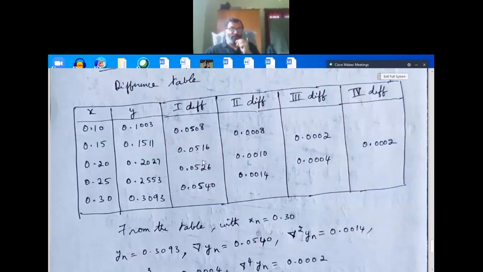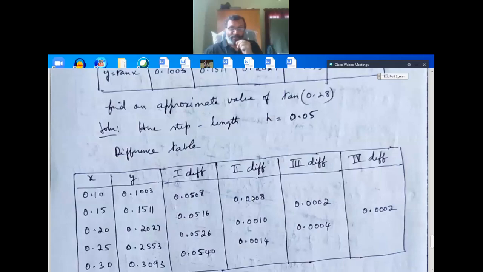0.0516, this is 0.0508. So when you subtract, 0.0008, write it in the middle. 0.0526 minus 0.0516, 0.0010, 0.0540 minus 0.0526, 0.0014. In third difference, 0.0010 minus 0.0008, 0.0002, 0.0014 minus 0.0010, 0.0004. Again, the fourth difference, because you can see one more. So 0.0004 minus 0.0002, that is 0.0002.